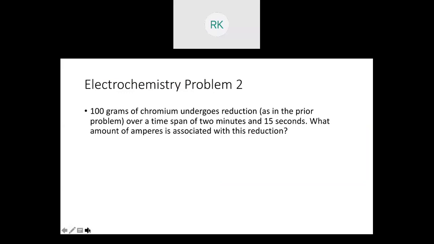So problem 2, again, is one of those conversion unit problems. I'm not the biggest fan of these, so I'm sorry if the problem's not the best. But it's 100 grams of chromium undergoes reduction, as in the prior problem. That just means use the chromium equation from the last problem, right? So it's a transfer of 3 electrons, and it happens over a time span of 2 minutes and 15 seconds. What amount of amperes is associated with this reduction?